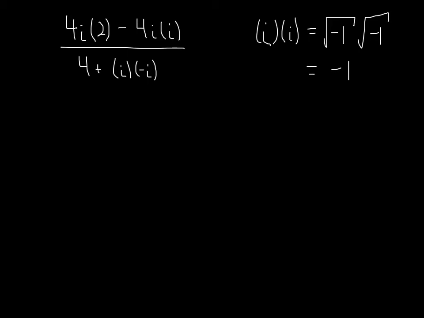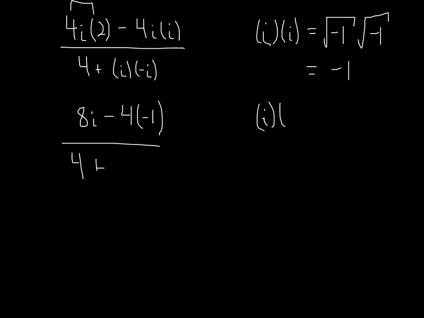So up top, I'm going to have 4i times 2. 4 times 2 is going to give me 8. So let's go ahead and just do that. Let's multiply this 4 and this 2, and we get 8 times i. That's going to be minus 4, and the i squared is going to give me negative 1. And then in the denominator, I'm going to have 4 plus i times negative i. Let's see what that is. i times a negative i.